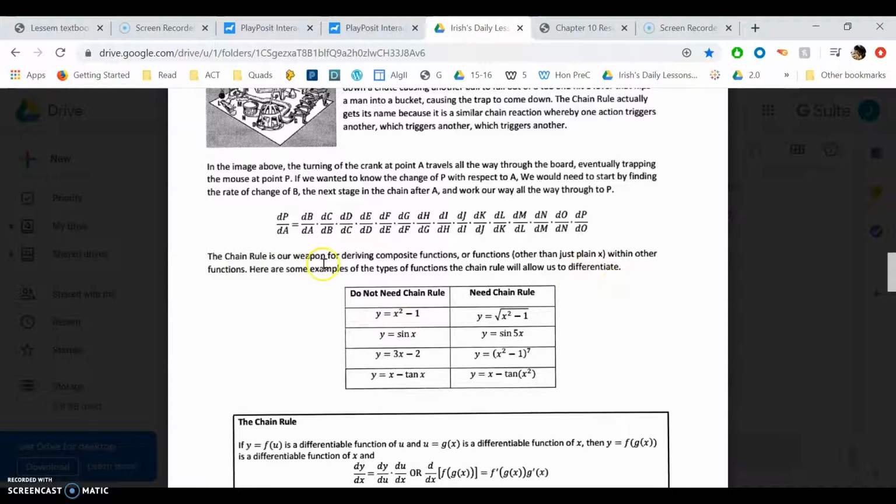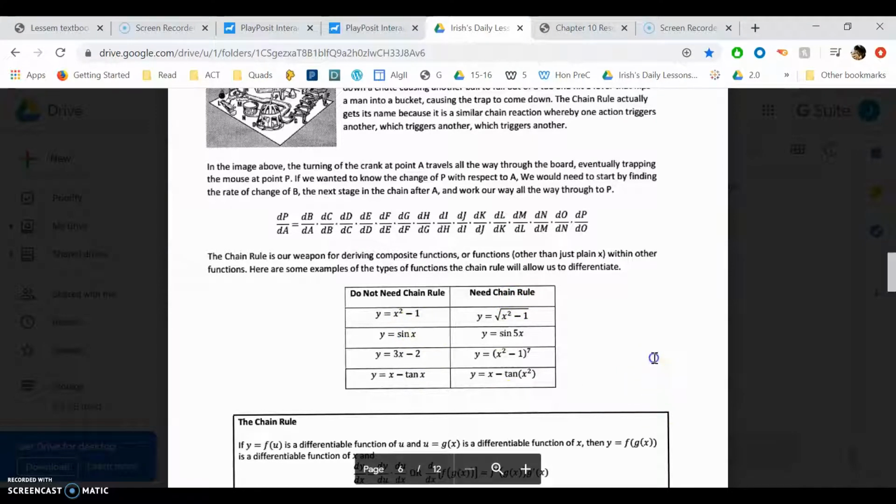So the chain rule is our weapon for deriving composite functions, or functions other than just plain x within other functions. Here are some examples of the types of functions the chain rule will allow us to differentiate. So the first thing you need to do is identify which ones need chain rule, which ones don't. And so in this case, this one's do not, and this one is need the chain rule. So write this down in your notes, pause it, and then start thinking about why we need to use the chain rule for these, because it looks like a function inside a function, and these ones don't because it's just a function in and of itself.